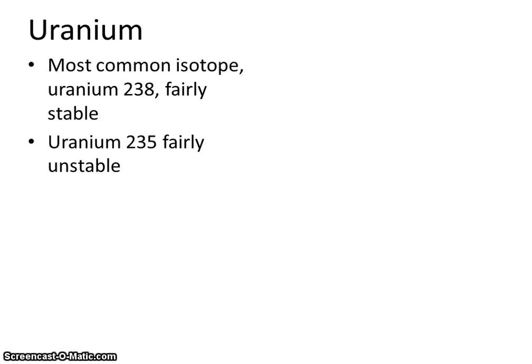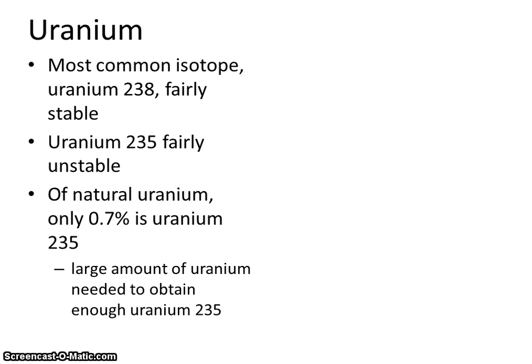238 is very stable. 235 is fairly unstable. Now, in just a minute, we're going to look at the rules of what helps you determine whether something is stable or not stable. 235 is unstable. There is a lot more 238 in the world than there is 235. A very small percentage of the uranium occurring naturally is 235.